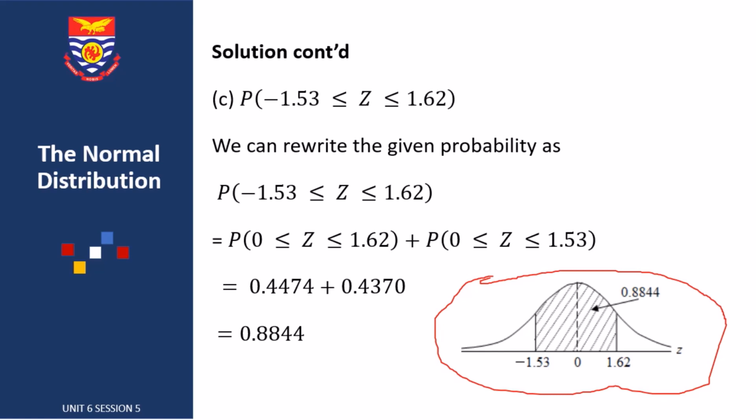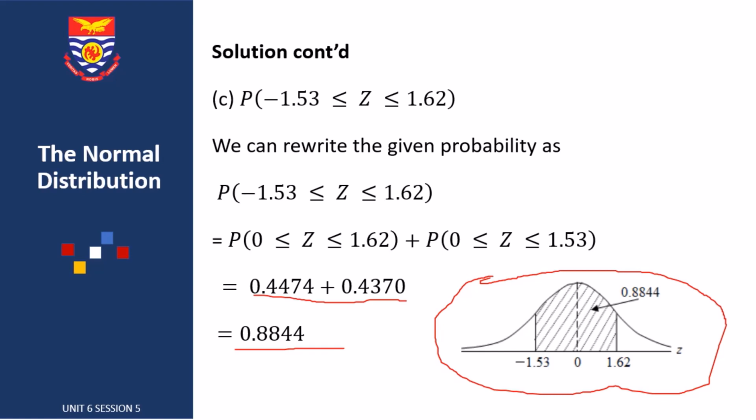And finding that from the table, of course, we don't have a negative value on the table. So the value minus 1.53 will be read as 1.53. So we're going to read 1.5 under 0.03, and we're also going to read 1.6 under 0.02 from the table. Those values will give us 0.4370 and 0.4474. Adding them together, as we indicated there, will give us 0.8844. Quite simple when you have the range.